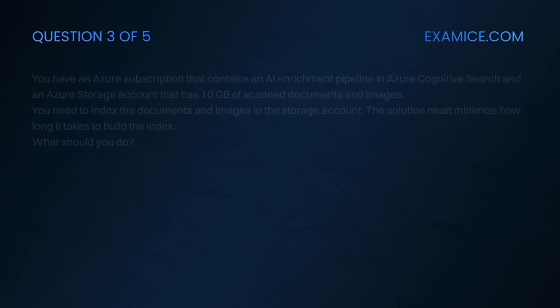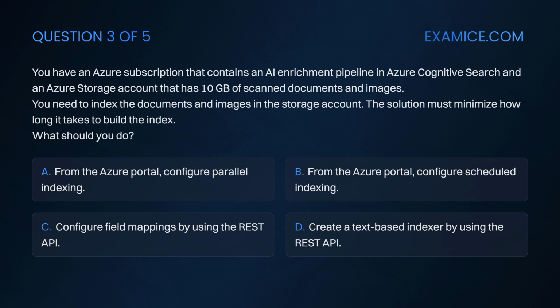Question 3. You have an Azure subscription that contains an AI enrichment pipeline, an Azure Cognitive Search, and an Azure storage account that has 10 gigabytes of scanned documents and images. You need to index the documents and images in the storage account. The solution must minimize how long it takes to build the index. What should you do? Option A, from the Azure portal, configure parallel indexing. Option B, from the Azure portal, configure scheduled indexing. Option C, configure field mappings by using the REST API. Option D, create a text-based indexer by using the REST API.